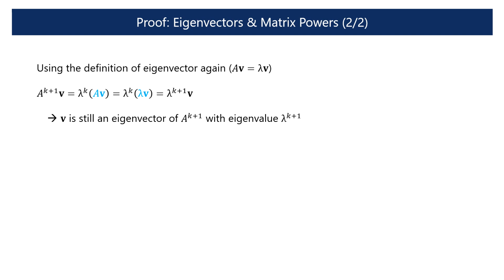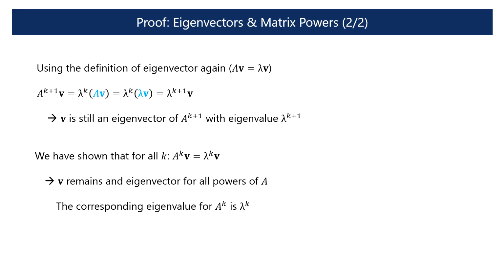This equation proves that v is still an eigenvector of A to the power of k plus 1 with eigenvalue lambda to the power of k plus 1. Now we have shown that for all k, the following equation holds. This means that v remains an eigenvector for all powers of k. And the corresponding eigenvalue for A to the power of k is lambda to the power of k.